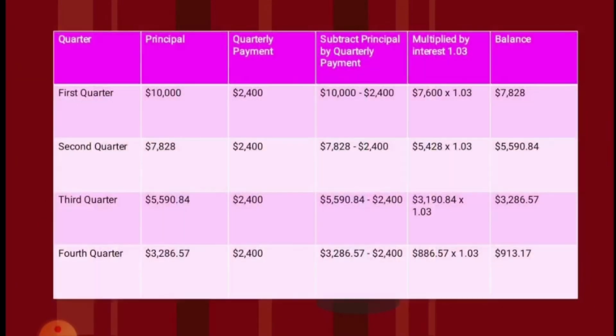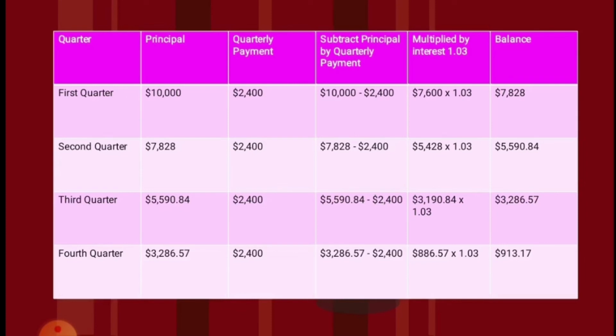So here's the table I constructed. The first column consists of the 4 quarters. The second column consists of the principal. The third column consists of the quarterly payment. The fourth column, there we will subtract the principal by the quarterly payment. And on the fifth column, there we will multiply the result we get in the fourth column by the interest 1.03. And the sixth column is the balance.